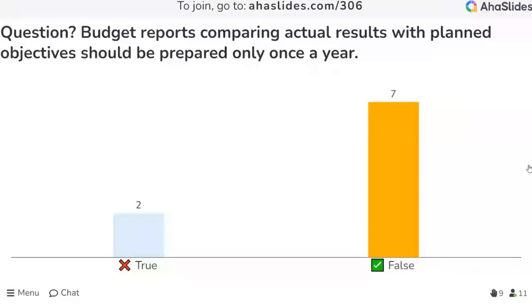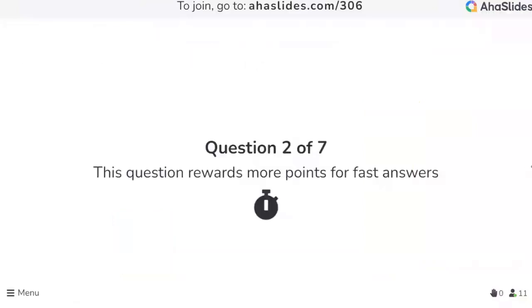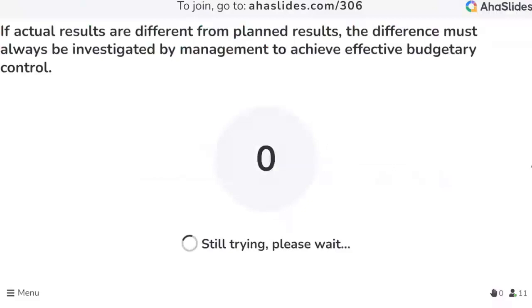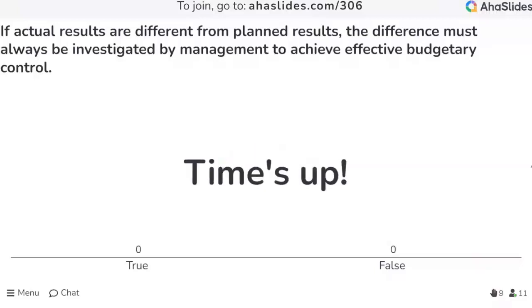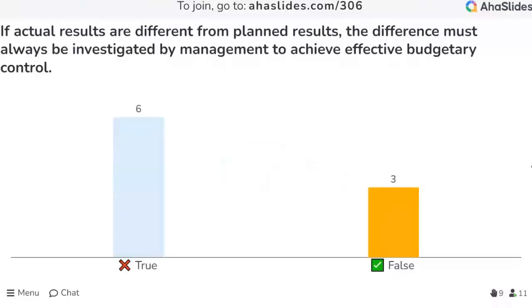Okay, question 2. If actual results are different from planned results, the difference must be always investigated to achieve effective budgetary control. True or false? Well, it said must always be investigated. Well, the difference might be so small that you don't need to investigate it. Yeah, so it's a tricky question. Not always do we have to investigate these, and we'll discuss why later.